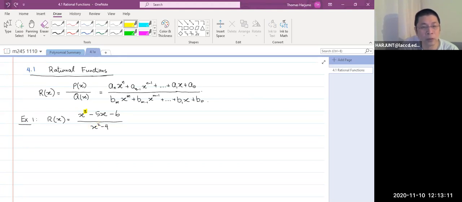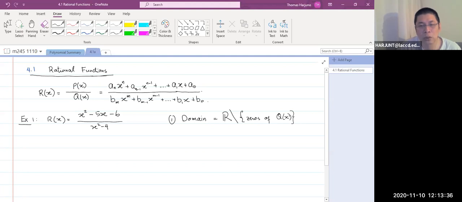Now, the first couple of common questions. The first one, the very common one, is the domain. Find the domain. You will see the domain is all real numbers except the zeros of q(x). Basically, you need to take out all the zeros of the denominator. You don't want the denominator to become 0. Does it make sense for you?